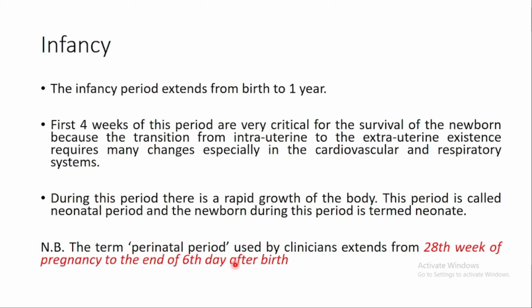So when we look at infancy specifically, the infancy period extends from birth to 1 year. The first 4 weeks of this period are very critical for the survival of the newborn, because the transition of the newborn from intrauterine life to extrauterine existence requires many changes to take place, especially in vital systems like the cardiovascular system and the respiratory system. During this period of infancy, there is a rapid growth of the body, and this period is called the neonatal period. And the newborn during this period is termed as the neonate.